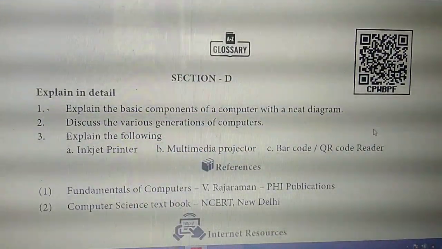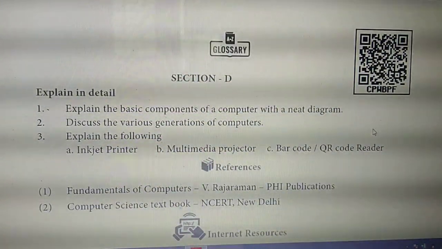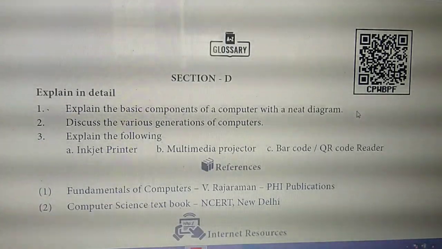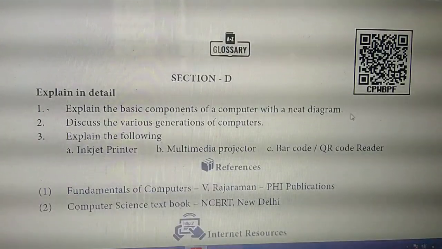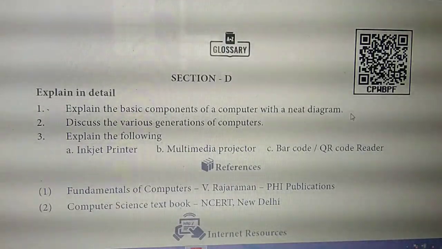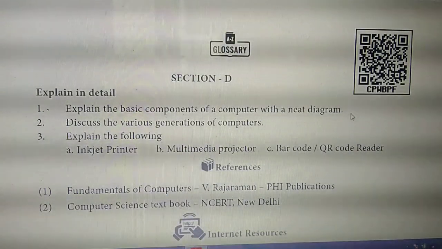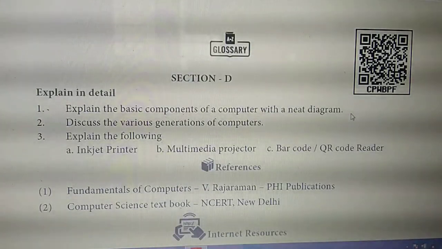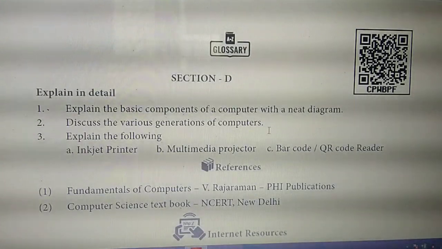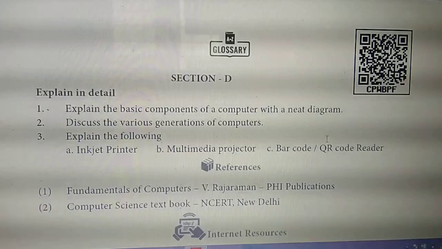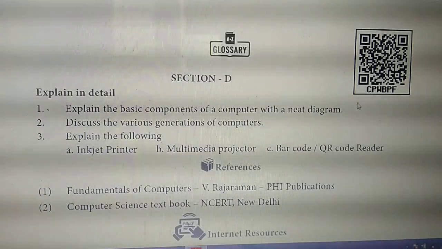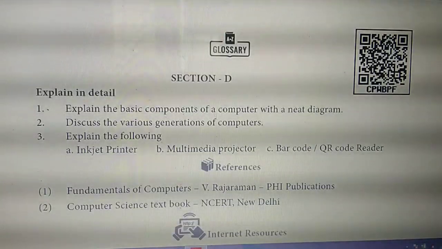Then detail questions, write the page numbers. First question, page number 4 and 5: explain the basic components of a computer with a neat diagram. Then next question, various generations of computer, page number 1 and 2. Have you all marked?